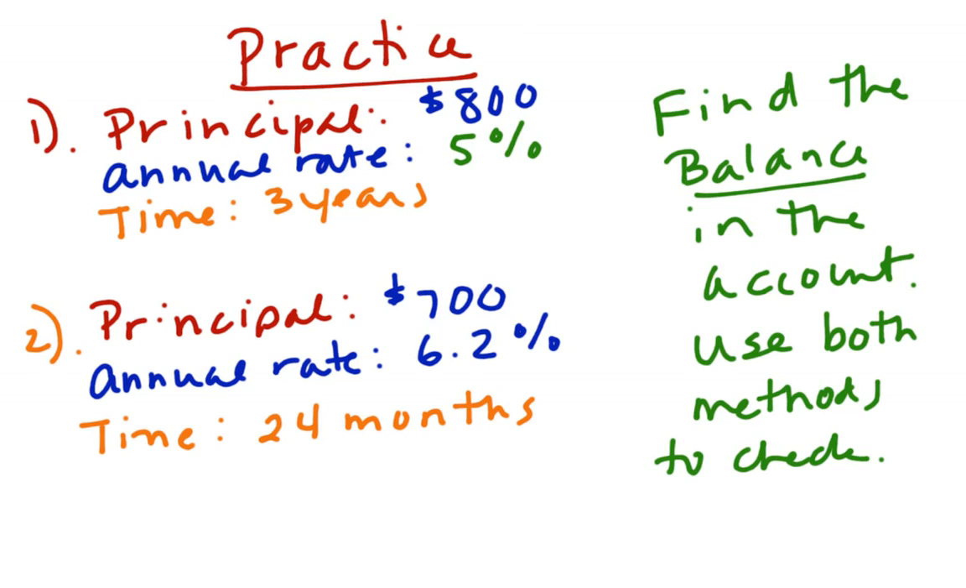The first one is a principal of $800, rate of 5% annually, and 3 years. And then the second one is $700 with a rate of 6.2%, 24 months. So be careful with the months. You need to convert that to years. And then I want you to find the balance in the account, using both methods.